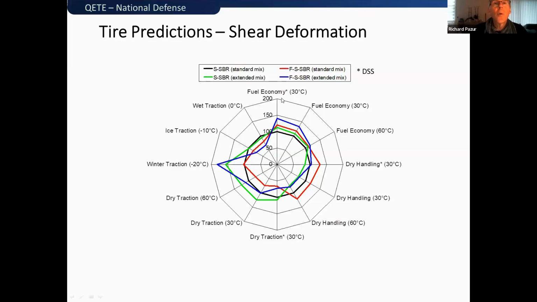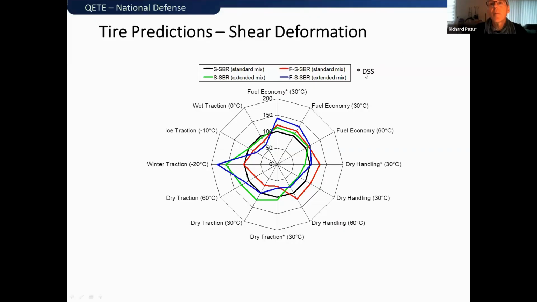And I've got the 4 different compounds given here. So the standard is black, it's solution SBR standard mix. The green is the SBR extended mix. The red is the functionalized solution SBR standard mix. And the blue is the functionalized SBR extended mix. So I'm not going to go through all the tire predictors because it's a lot of data, as I mentioned to you before. But I will make a few comparisons though.